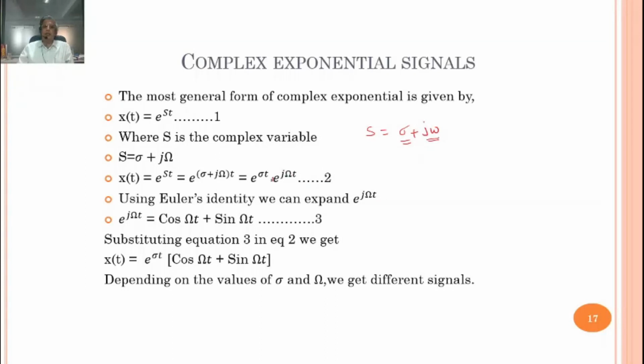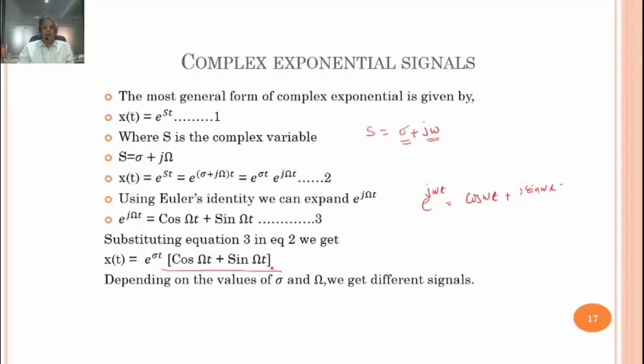We know Euler's identity: e raised to j omega t. This complex term is represented in terms of sinusoidal signals, that is, in terms of cos and sine, and e raised to j omega t is equal to cos of omega t plus j sine of omega t. Now substitute this value, equation 3, in equation 2, and we are getting this equation.